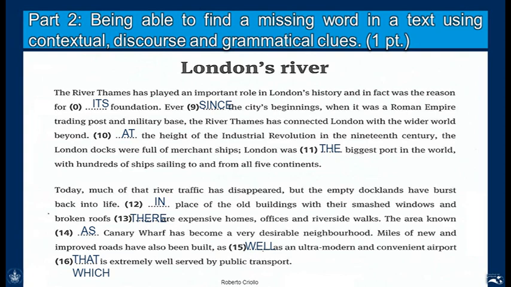So this is basically what we need to do. You will have a text, you will have some blanks, and you have to find the correct word just by looking at the contextual, discourse, and grammatical clues within the text itself.